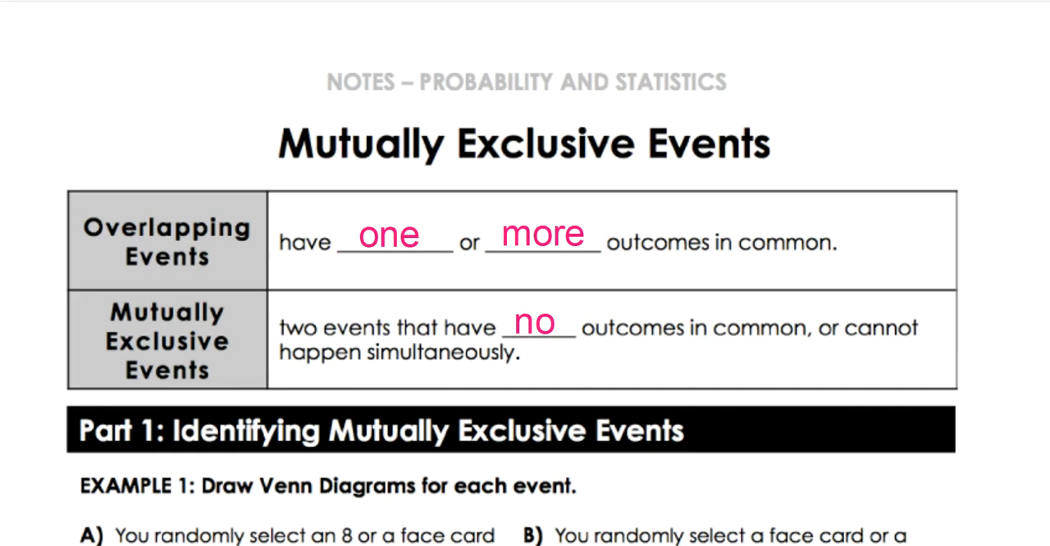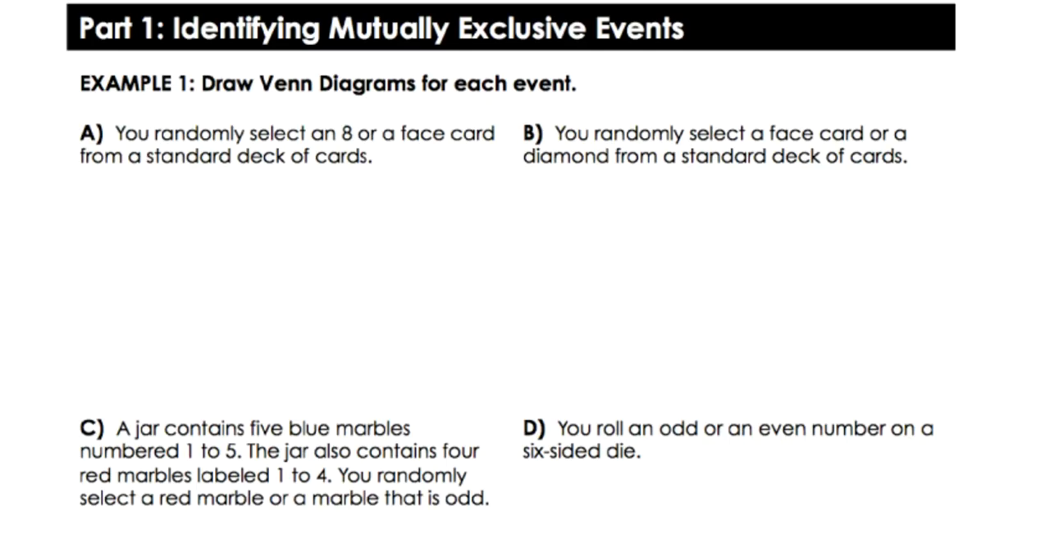To look at this a little more, we're going to draw some Venn diagrams so that we can look at how things go together or don't have any overlap. They're mutually exclusive. As we go through these events, we are going to look at what the possible outcomes are and whether they have any overlap.